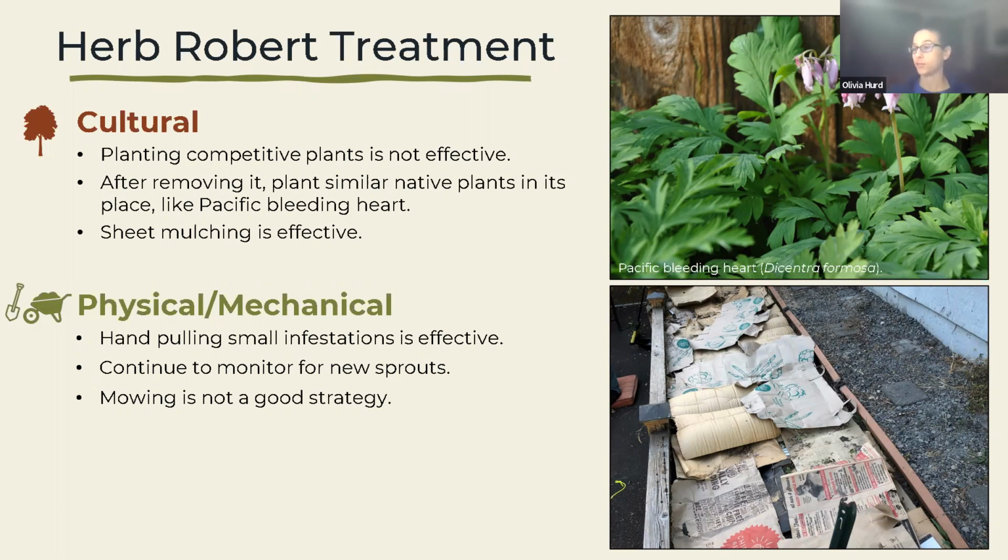Hand pulling small infestations is pretty effective. I have a few of those around and it's pretty effective at getting rid of it, although you do have to deal with that Stinky Bob smell. And you're just going to have to continue to monitor for those new sprouts. And mowing is not a good strategy because it will produce shorter and shorter, and you may inadvertently spread those seeds if it has any flowers on it.